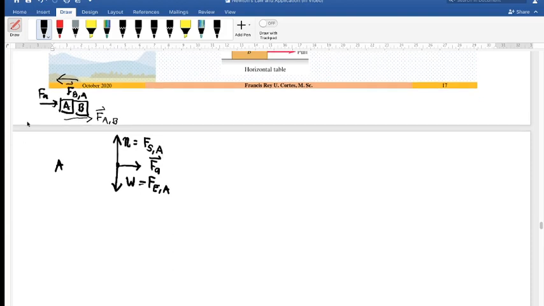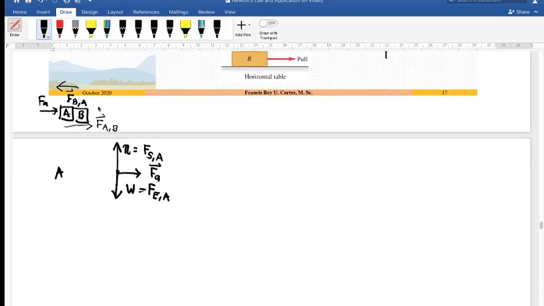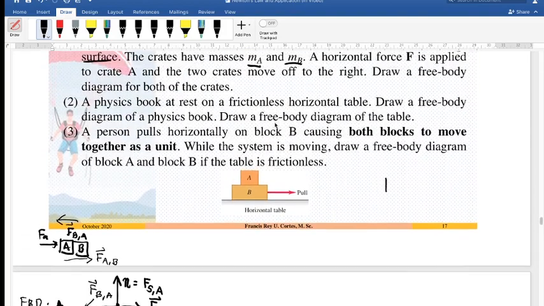Okay, so if we put this in our free body diagram, which of those action-reaction forces can we include in the free body diagram of A, the FBD of A? That is only this one, the force exerted by crate B on crate A. So this is the free body diagram on crate A.